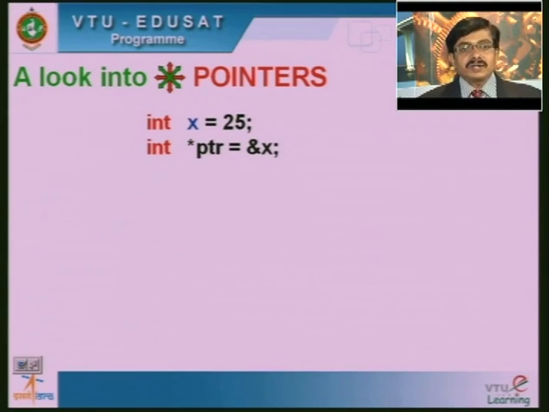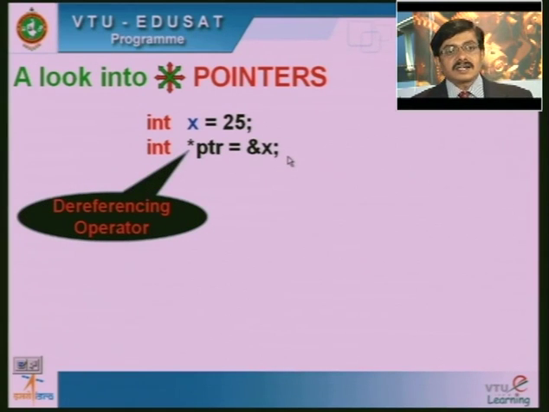int x = 25. x is a variable of type integer, and I have declared int *ptr. ptr is a pointer to an integer. When it is a pointer to an integer, it can hold only the address of some integer variable. So since x is an integer variable, a pointer can hold the address of x.